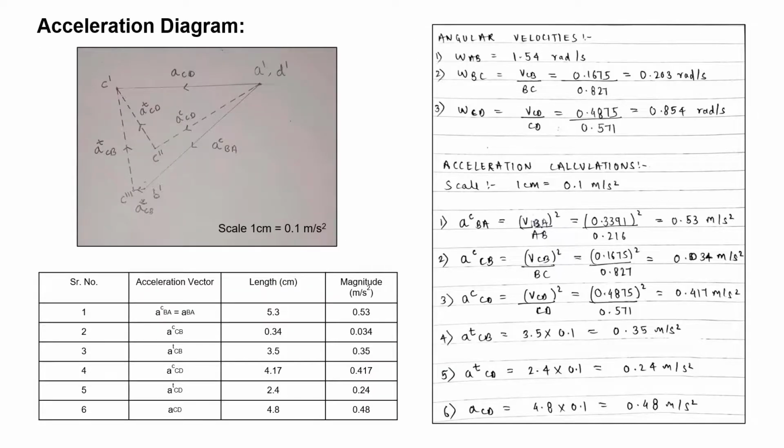With the help of the velocities and angular velocities calculated, the acceleration diagram is drawn, which you can see over here. And here you can see the calculations used to calculate the respective accelerations of the links. The result obtained by the calculations is shown in the table.